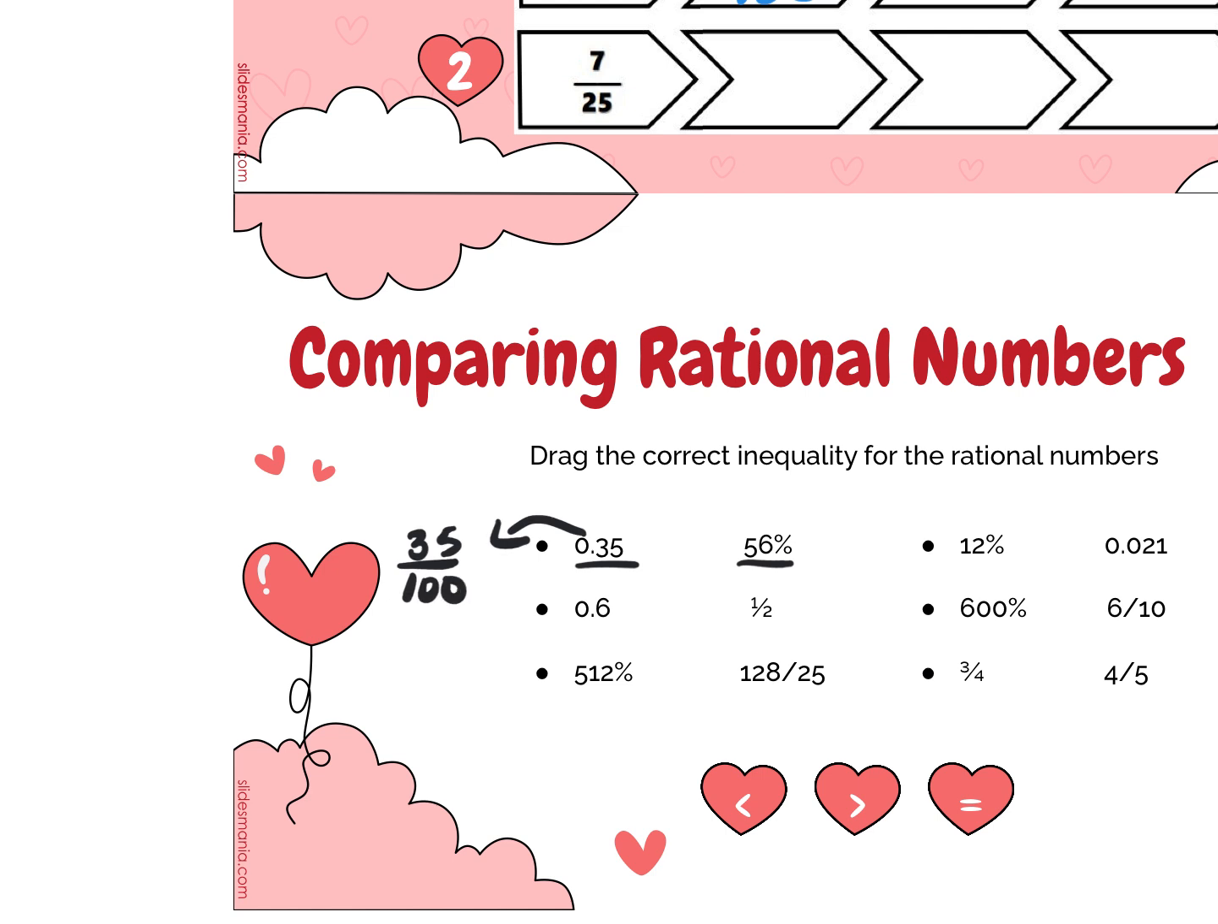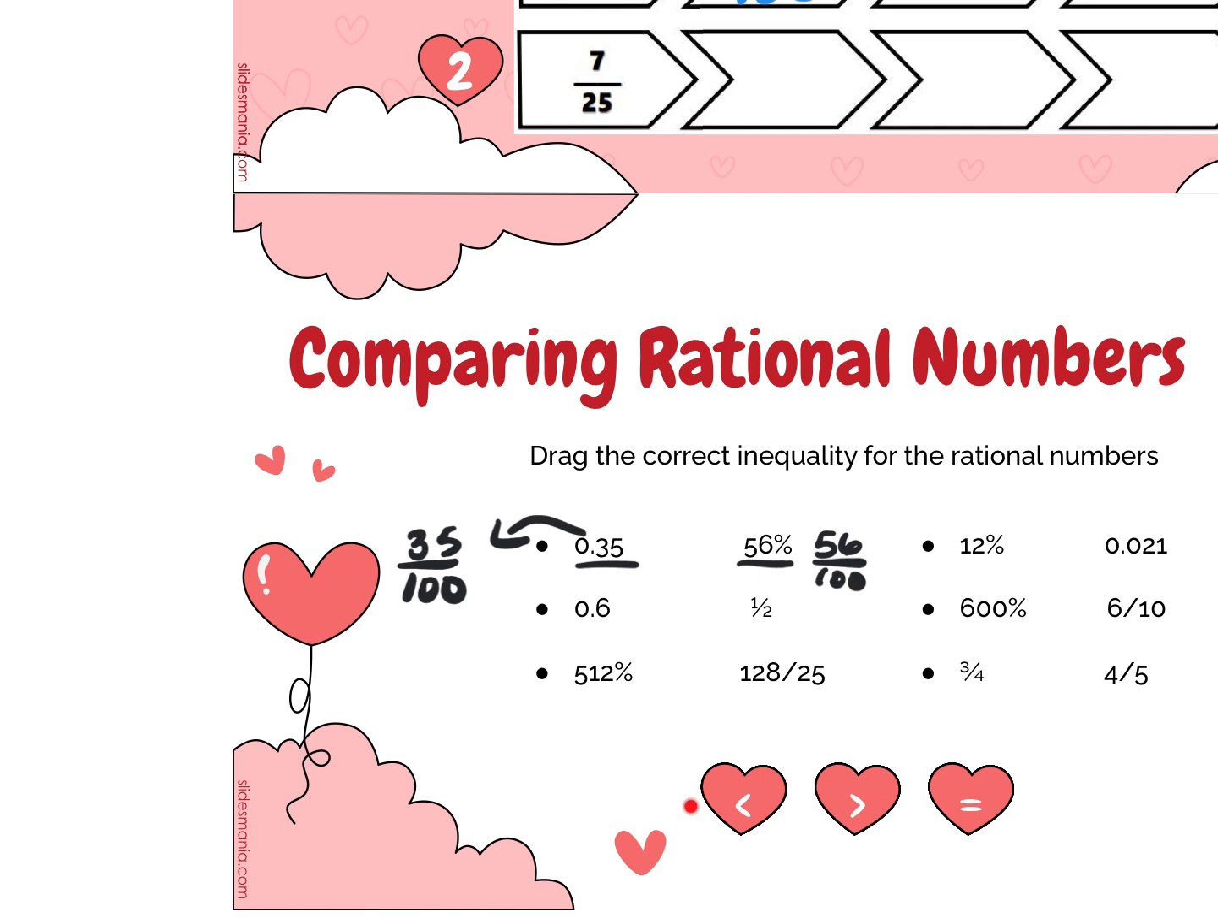Percent, this is a percent, so that means it's already out of 100. 56% means 56 out of 100. So they have the same denominator. Now I can compare them. So we can say, okay, I have 35 and 56. This one's the bigger one.